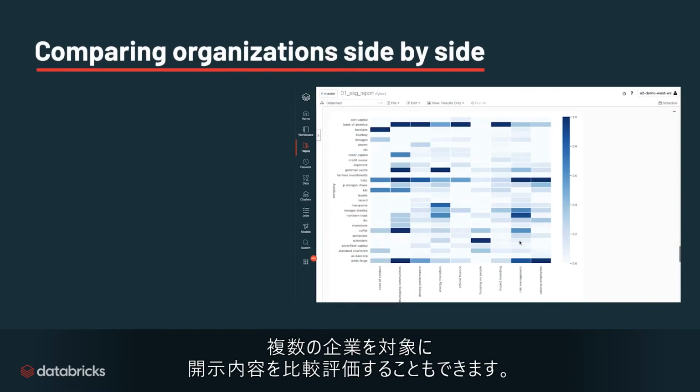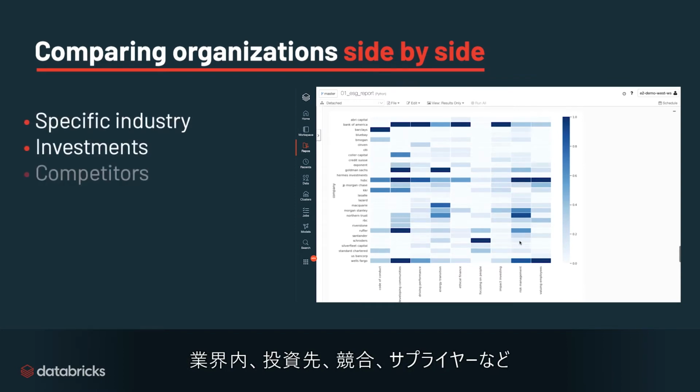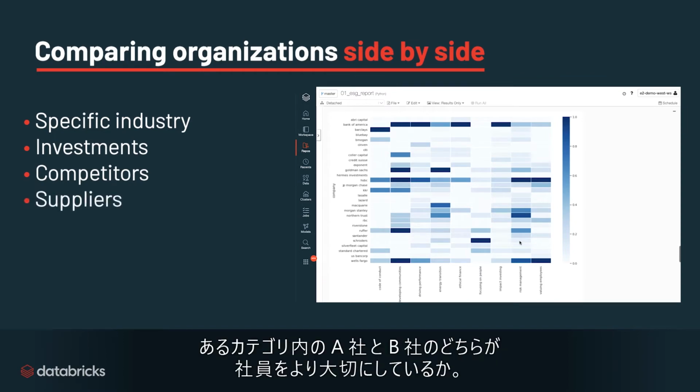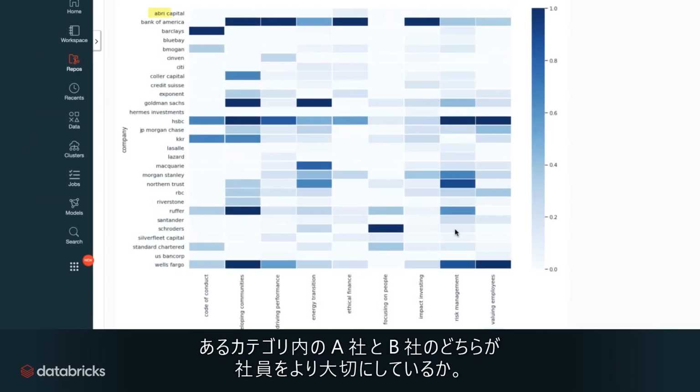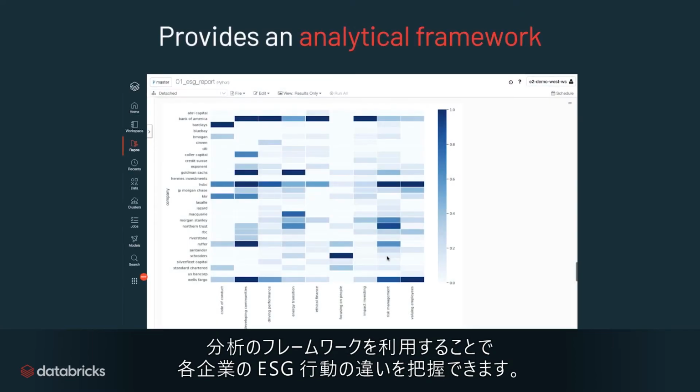We can also compare organizations side by side based on how much they disclose in each of those categories. If we take an example of a specific industry, or across your investments, or for your different competitors or your different suppliers, we can look at how much Company A says they're valuing employees compared to Company B, how much more Company C invested in renewable energy compared to Company D, and so on. This provides an analytical framework to help better understand these organizations and how they differ in their ESG activities.